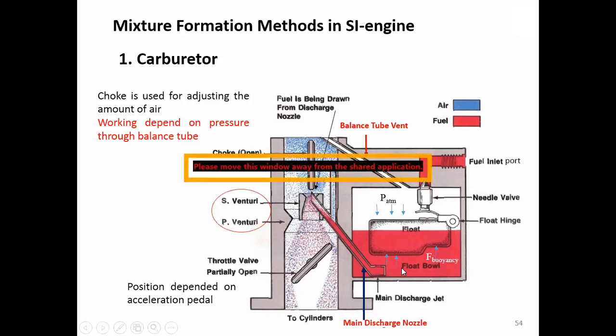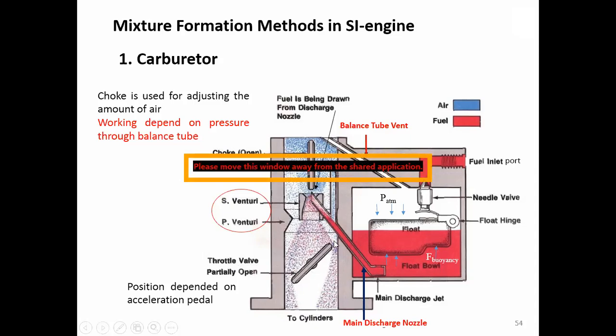Its function is to deliver the amount of fuel into the second venturi. Okay. At the bottom here, you see a throttle valve. This throttle valve is used to, remember, the way to control the loading, we use the throttle valve, right? So this throttle valve is to control the amount of the air-fuel mixture before it flows into the cylinder.